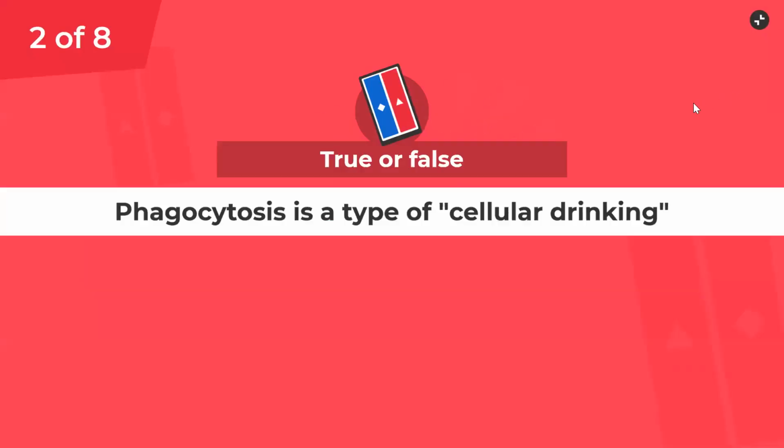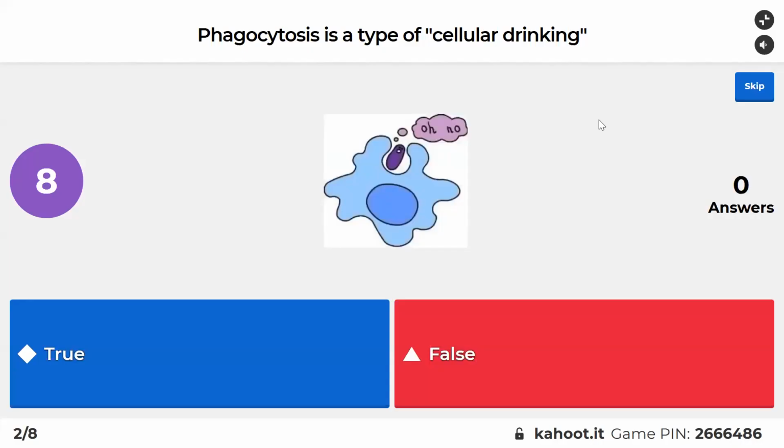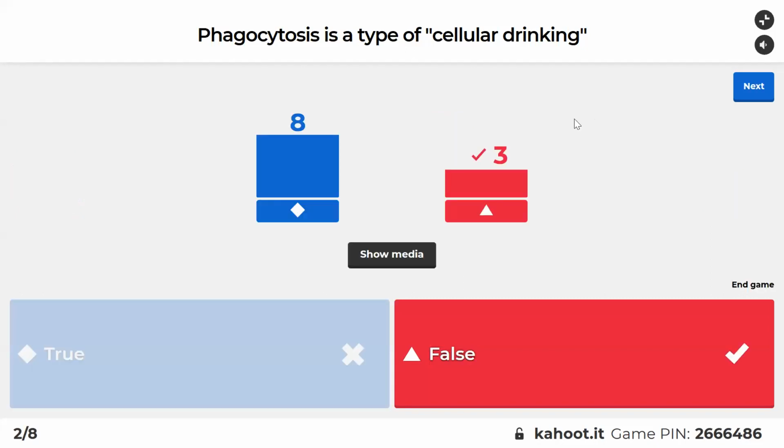All right, question 2, true or false? Phagocytosis is a type of cellular drinking. False. So it is a type of cellular eating. Phage means to eat.